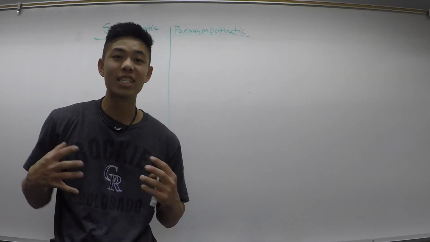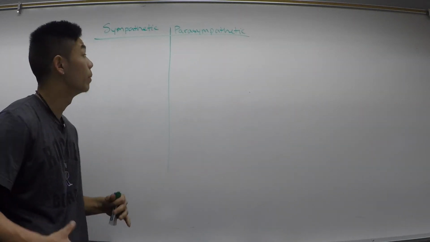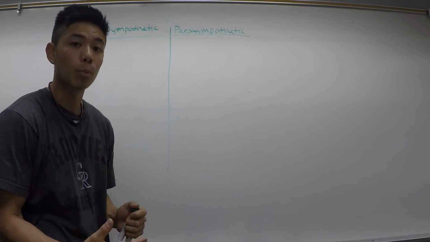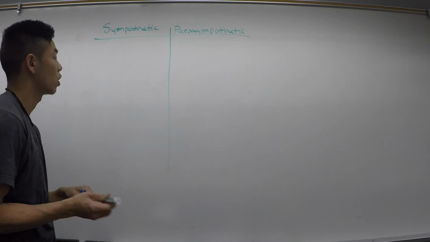How's it going? So in this video here, we're going to be talking a little bit about the autonomic nervous system and basically the difference between our sympathetic nervous system and our parasympathetic nervous system. And so I'd like to start off here with a chart.